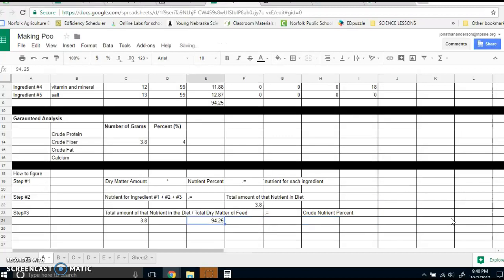So, reviewing: figure out the amount of nutrient, the dry matter amount, which you should already have, and the nutrient percentage, and then for each ingredient add them together to get the total amount in that diet, and then just divide that by the total amount of dry matter, and you have your crude nutrient percent.